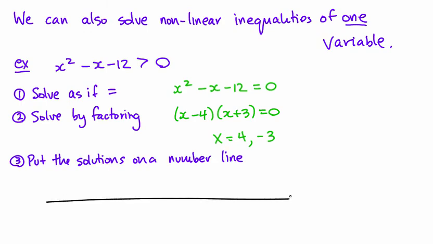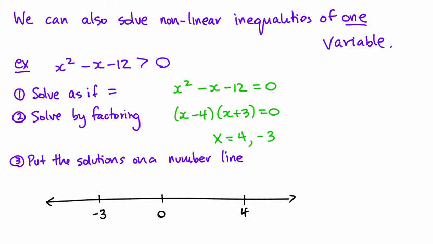So a number line goes usually with 0 in the middle. Now you don't really have to worry about scale, like counting 1, 2, 3, 4, 5, 6, 7, 8. But 4 is over here somewhere and negative 3 is over here somewhere. So I put those numbers like that on the number line.